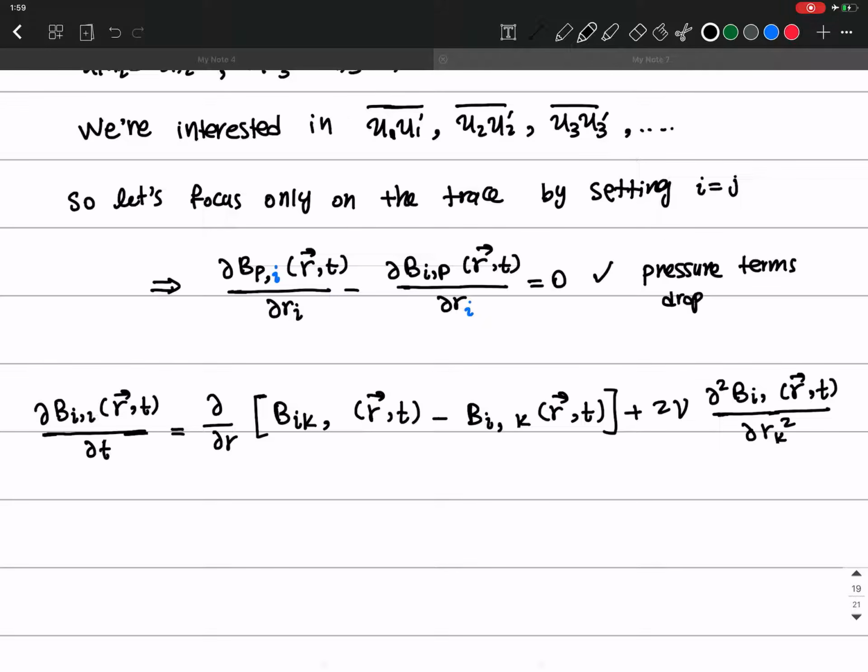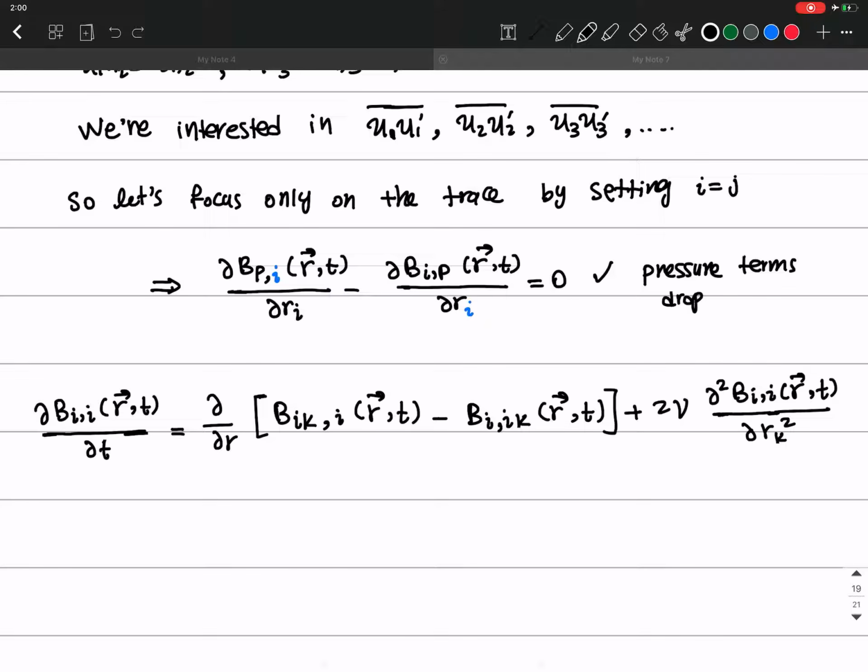So we have b_ii, b_iki, b_iik, b_ii. Okay. So now we have simplified the original equation into these only few terms. Okay.